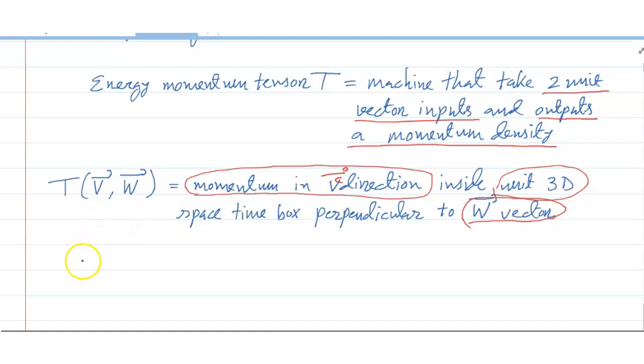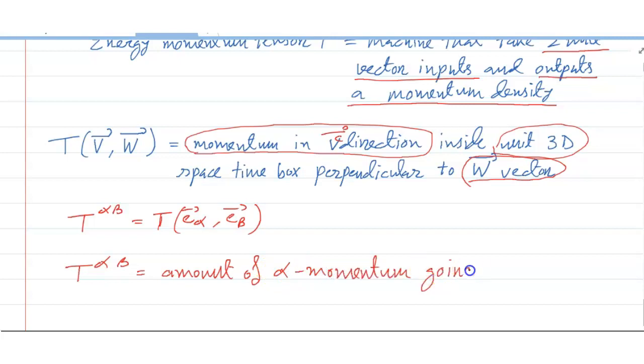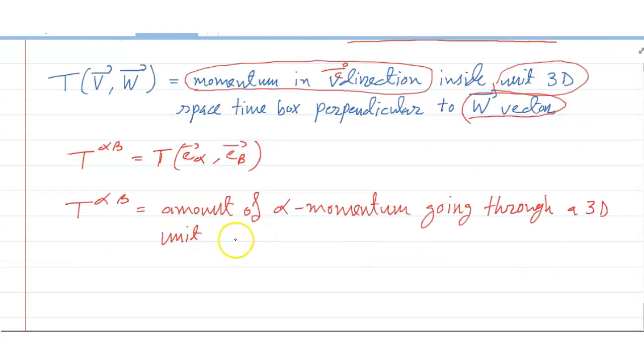Therefore T alpha beta can be written as T of E alpha, E beta. We get this when the momentum direction is a basis vector E alpha and the 3D space-time box is denoted by a perpendicular basis vector E beta. T alpha beta equals the amount of alpha momentum going through a 3D unit volume of constant beta.